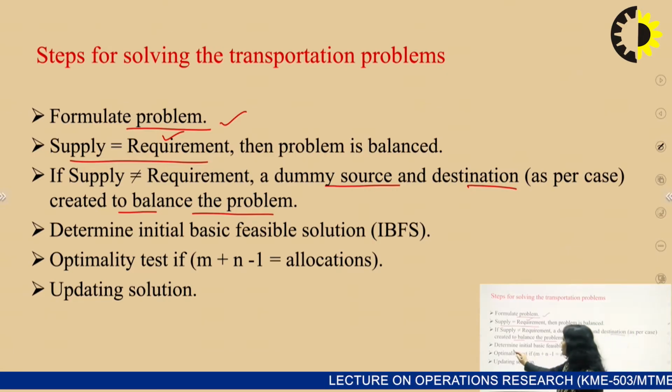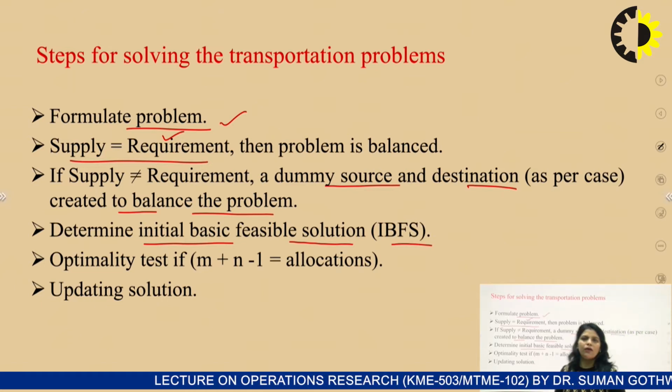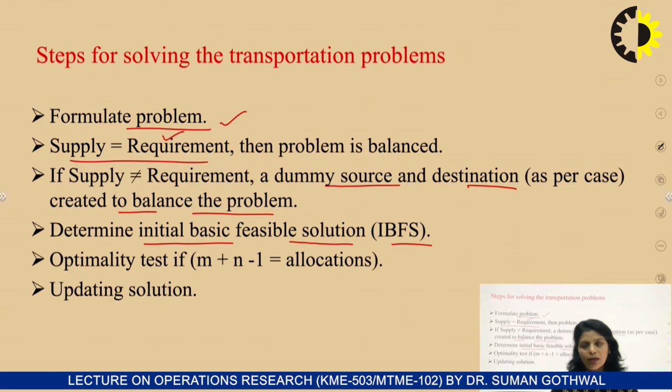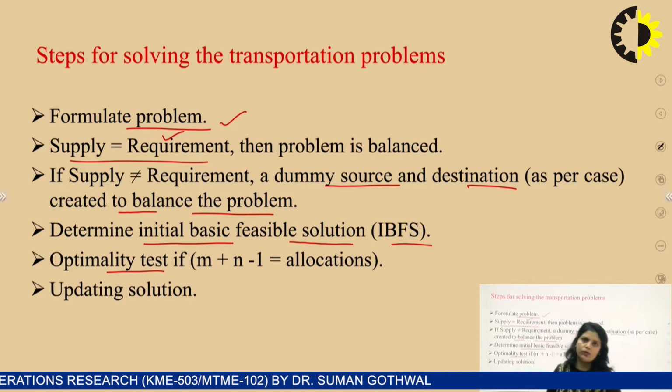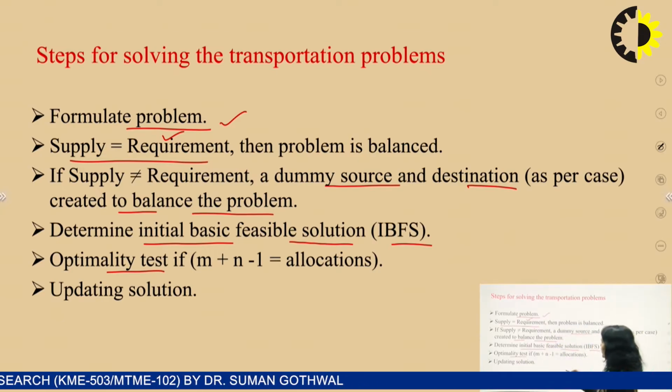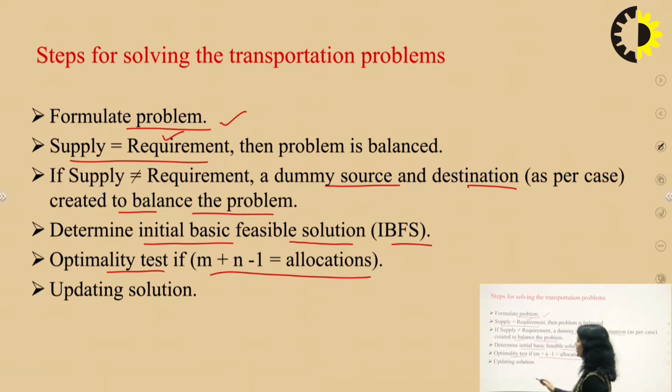Then we determine the initial basic feasible solution, IBFS. After that, we can check the optimality also. For checking the optimality, this condition should be satisfied: m plus n minus 1 is equal to the number of allocations. Then we will update our solution. So these are the different steps we will use for finding out the solution. Clear?